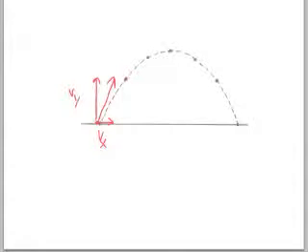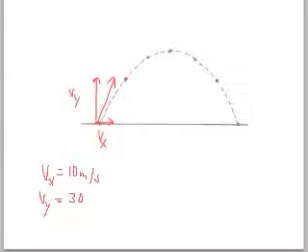Let's say v sub x is 10 meters per second. And v sub y is 30 meters per second. We're going to round a lot of things off here. We're going to assume the acceleration is negative 10 instead of 9.8. So let's say a is negative 10 meters per second squared. So what happens here is this.